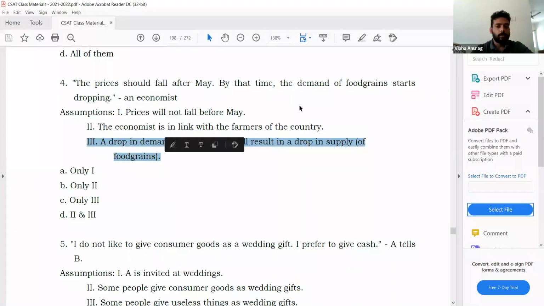Third one, a drop in demand of food grains will result in a drop in supply of food grains. We don't know any link between demand and supply. All we know is that a drop in demand of food grains will result in a drop in price of food grains. If instead of supply, they had written price, that would have been a valid assumption. But supply, we don't really know. So just the first assumption is valid. Only one.